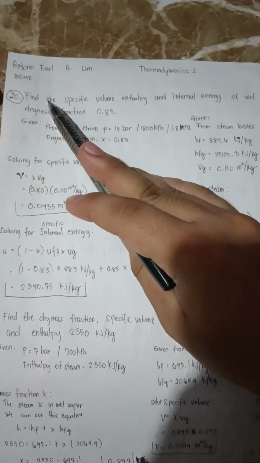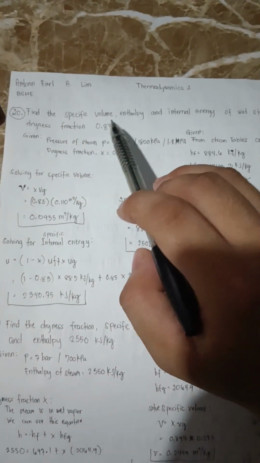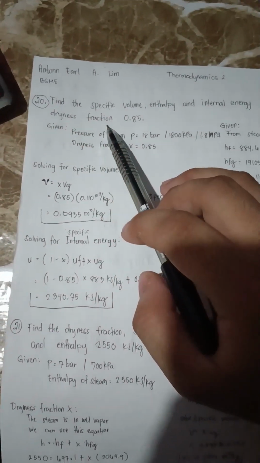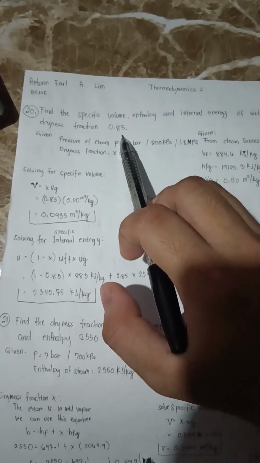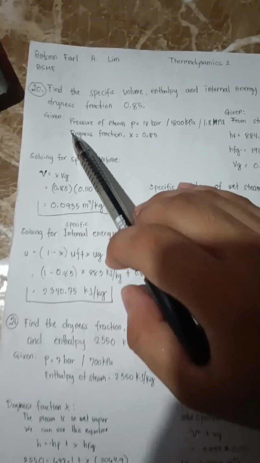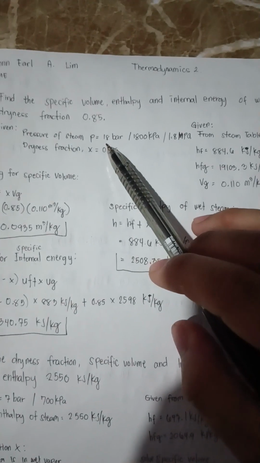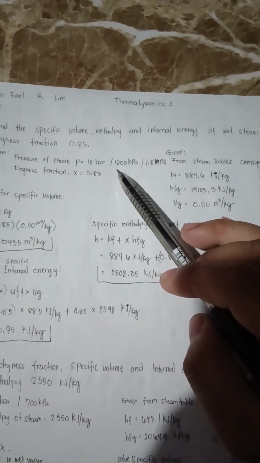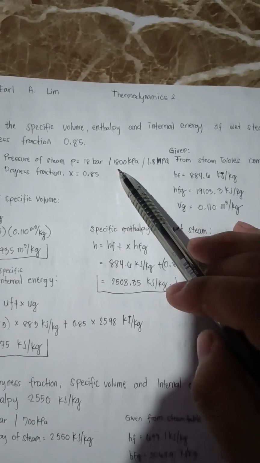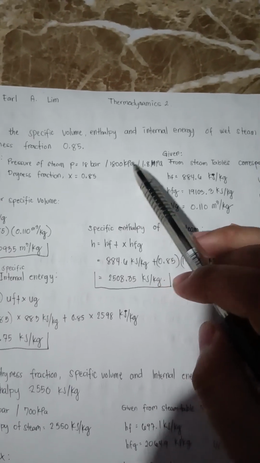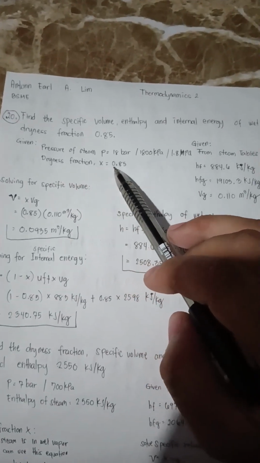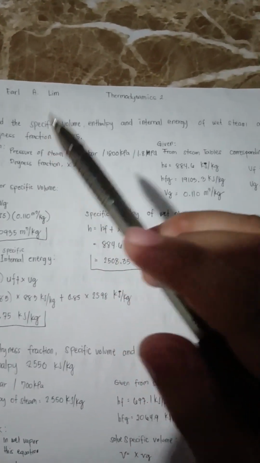So, question number 20: find the specific volume, enthalpy, and internal energy of wet steam at 18 bar, dryness fraction of 0.85. The givens: the pressure of steam is equal to 18 bar, or you can convert it into kilopascal, 1800 kilopascal or 1.8 megapascal. The dryness fraction, or X, is equal to 0.85.